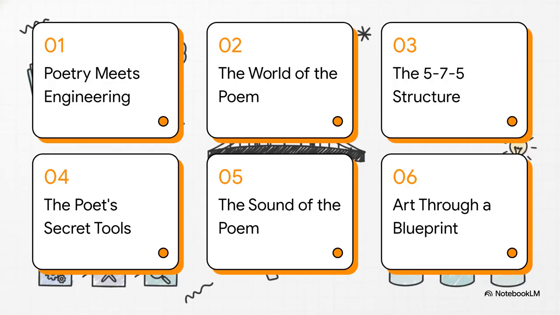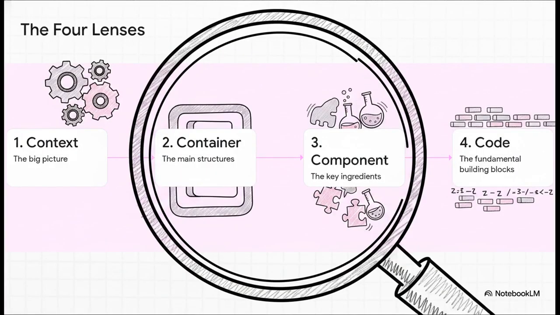So here's our game plan. We're going to borrow this 4-level structure from engineering and just lay it right over Basho's haiku. We'll start with a big picture and then zoom in, level by level, from the world the poem lives in all the way down to its individual sounds. These are the 4 lenses we're going to be looking through. In the software world, they call them context, container, component, and code. Honestly, just think of it like a set of Russian nesting dolls, or a microscope with 4 different levels of magnification. Each lens is going to give us a new, more detailed view.